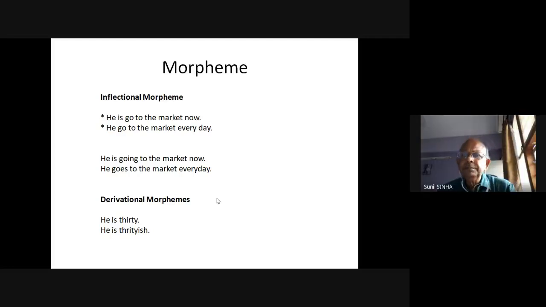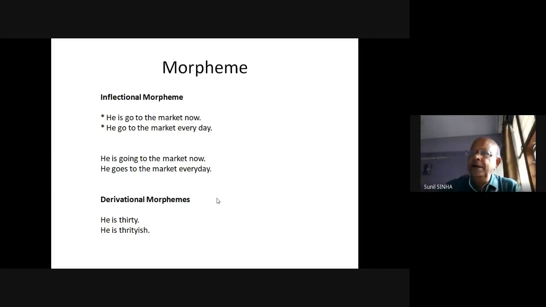Because it disturbs me and it disturbs my train of thought. He goes to the market every day. So we need ing and es on go, not to understand the meaning of the sentences, but to make the sentences grammatical. And that is the concept of inflectional morpheme. That is, inflectional morphemes are needed to satisfy the rules of grammar.